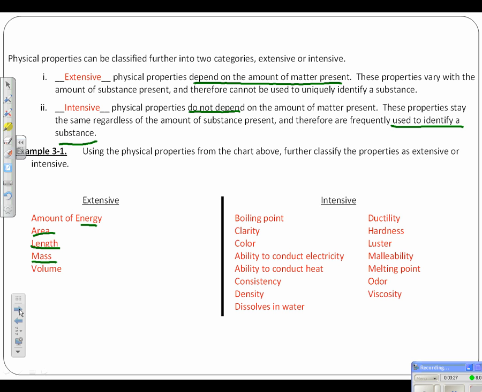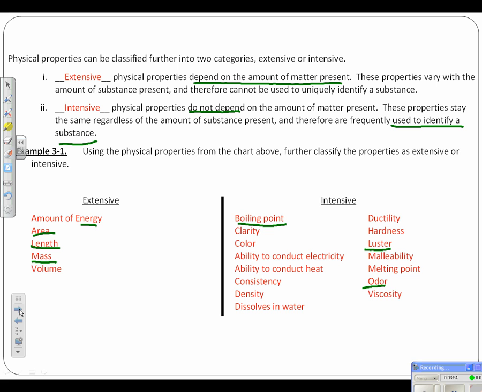On the intensive side, a drop of water will have the same boiling point as a gallon of water. It might reach that boiling point quicker with 1 drop, but the boiling point is still 100 degrees for water. It will always shine. If I give you 5 pounds of gold versus 30 pounds of gold, they're going to shine the same. If I give you 1 stinky sock and 30 stinky socks, they all produce the same odor.